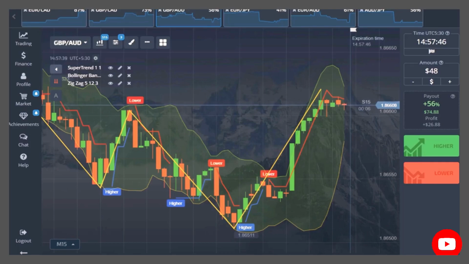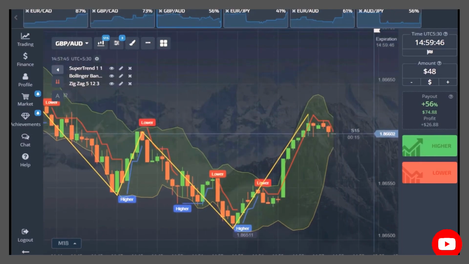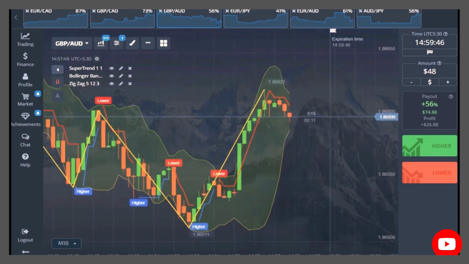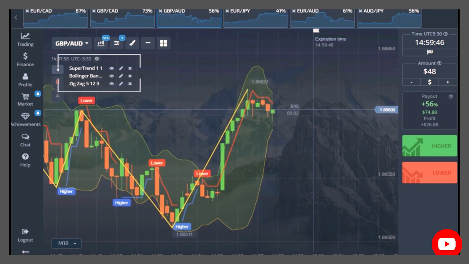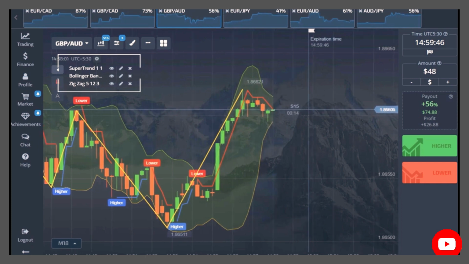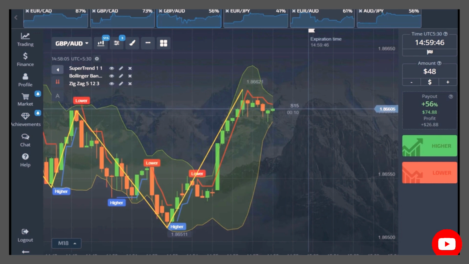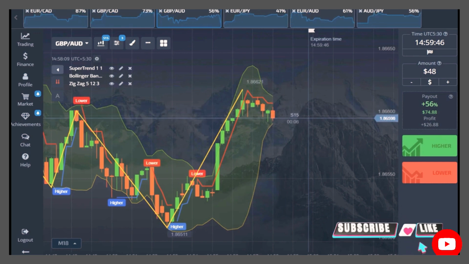Hello traders. In this video, I will share with you a highly accurate trading strategy using the Pocket Option automatic signals. This strategy is widely used in various markets. To implement this strategy, we will utilize three indicators: the Supertrend indicator, Bollinger Bands, and the ZigZag indicator. However, please watch the video carefully to obtain the specific settings for these indicators.